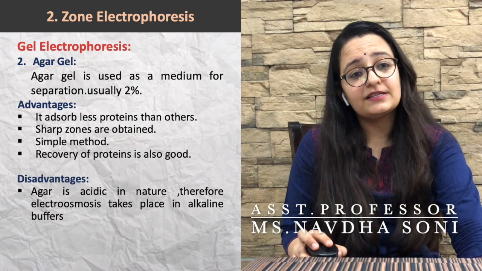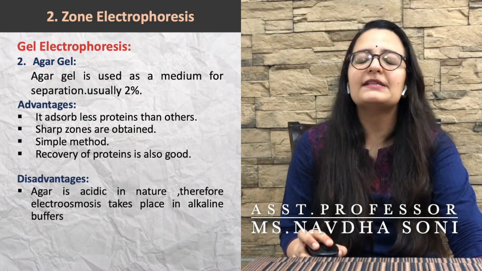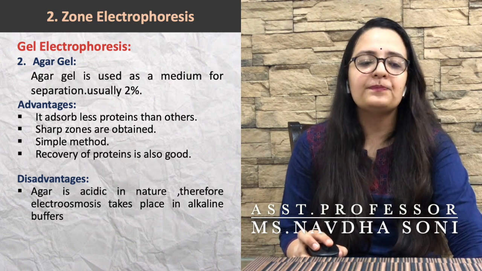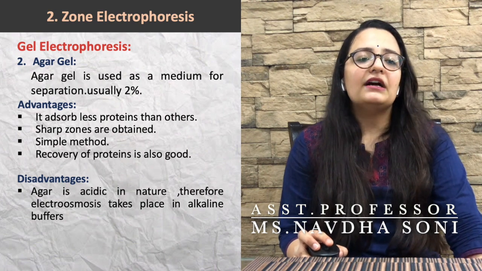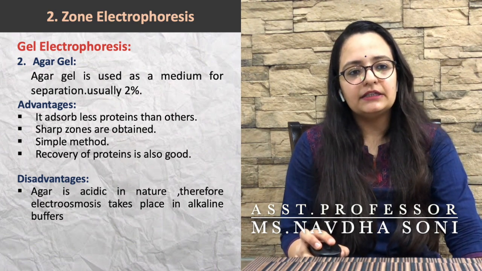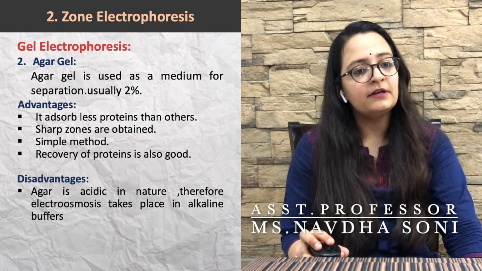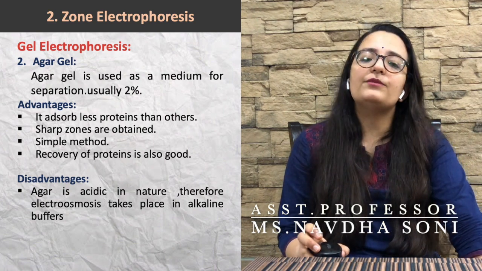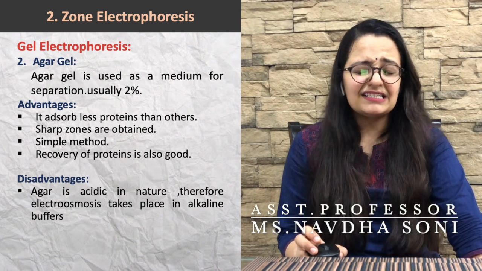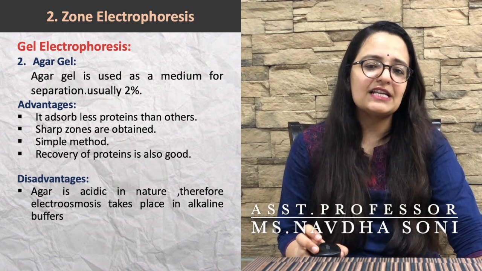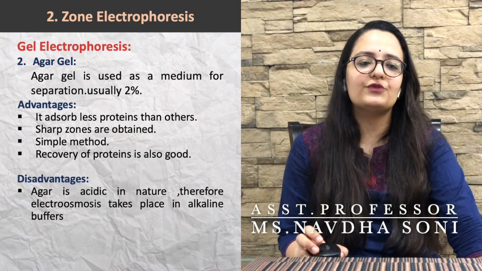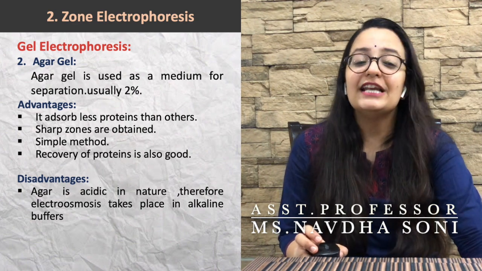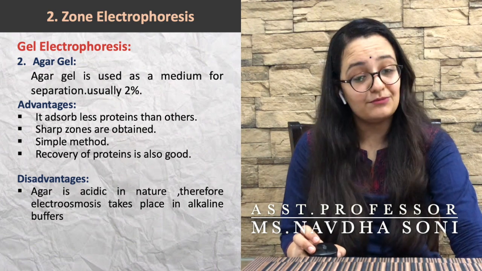Agar gel electrophoresis is generally used as a medium for separation, and usually 2% agar in the buffer solution is used for the formation of gel. It absorbs less protein than others, and sharp zones are observed. It is a simple method compared to others, and recovery of protein is also good. There is one disadvantage of agar gel electrophoresis: agar is acidic in nature, so electroosmosis takes place in alkaline buffers.